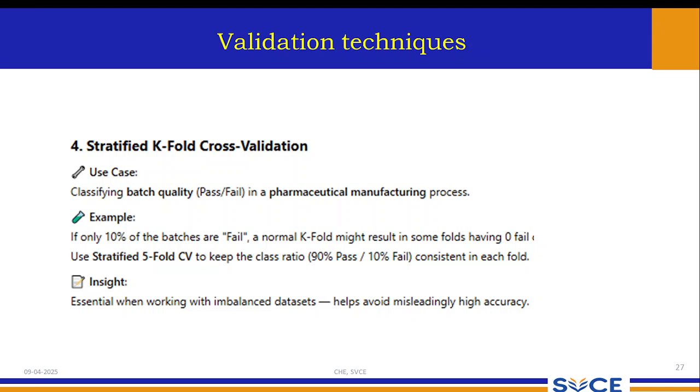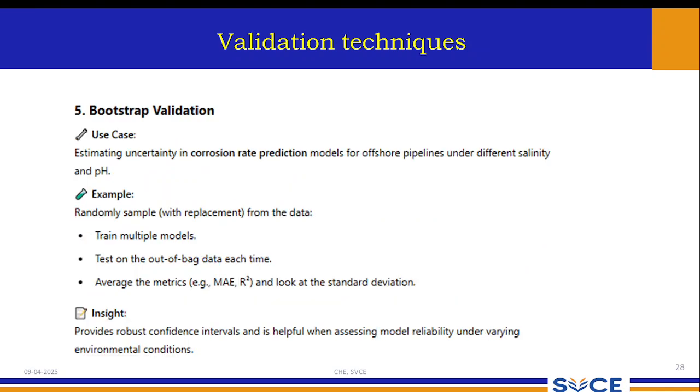So stratified k-fold cross validation: what is the example they have given? Only 10% of the batches fail. A normal k-fold might result in some folds having zero failures. Using stratified five-fold cross validation keeps the class ratio of 90% pass and 10% fail consistent in each fold. In that kind of case we have an imbalanced data set, and it is essential there, so that it avoids misleadingly high accuracy.